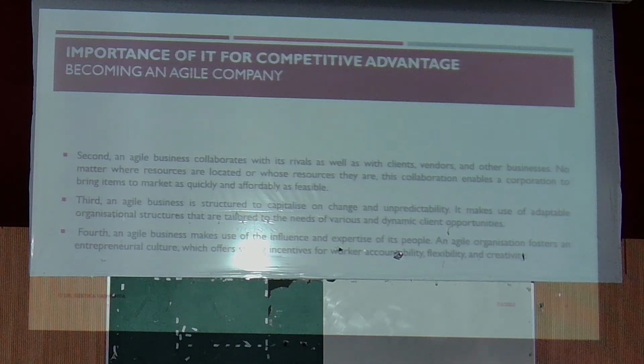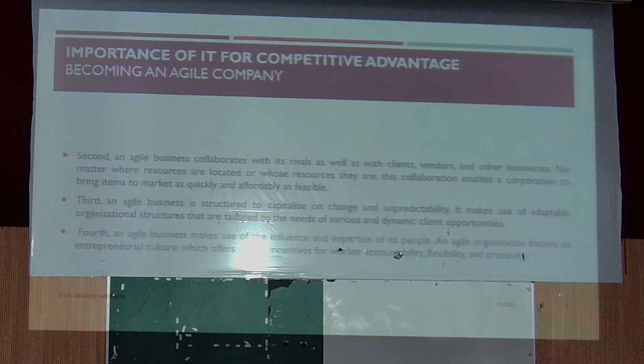Like the pandemic came suddenly. Nobody was prepared for that. So if some unpredictable, unprecedented situation comes, then how is the company or that particular business going to deal with it? That is also taken care of in agile.